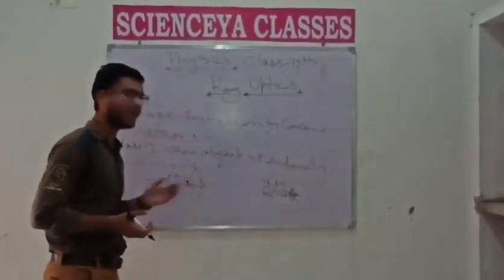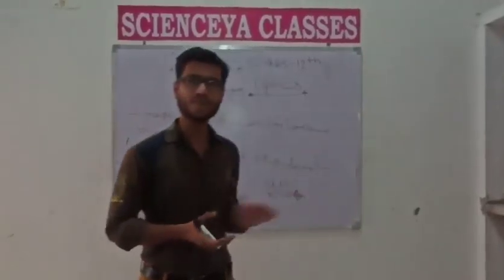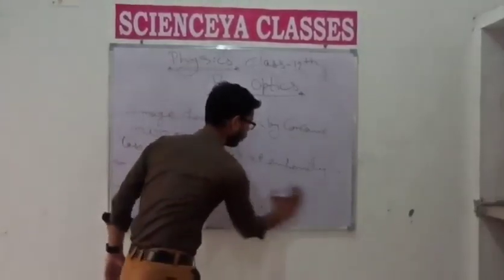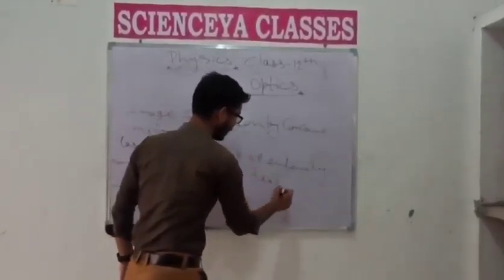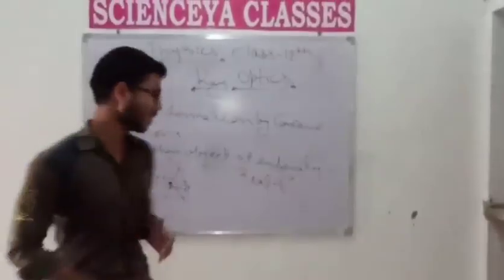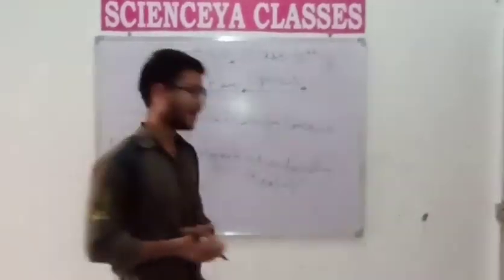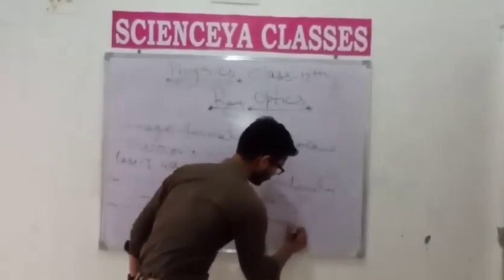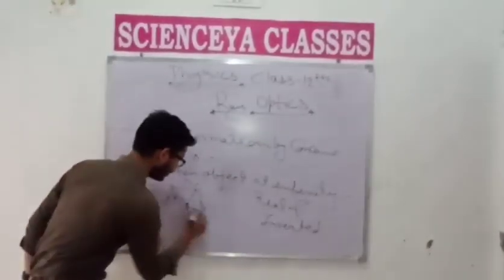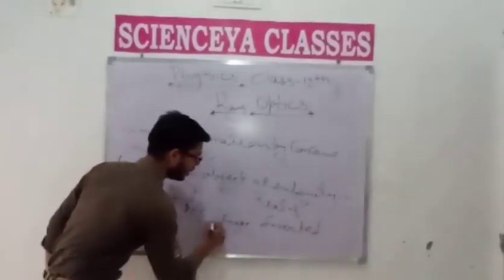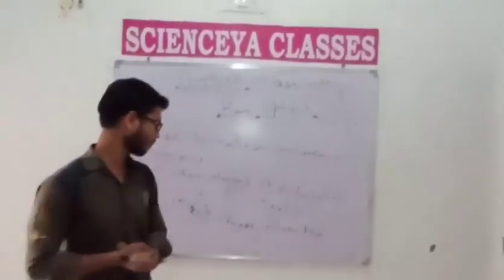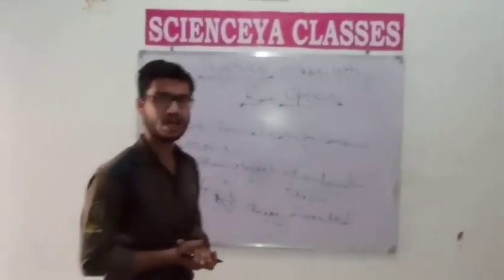And students, all images formed by a concave mirror are real and inverted. Because this image is very small, the image is the size of a point. So students, we can't observe that this image is inverted because it is very small. And students, we discussed this first case in our last lecture.